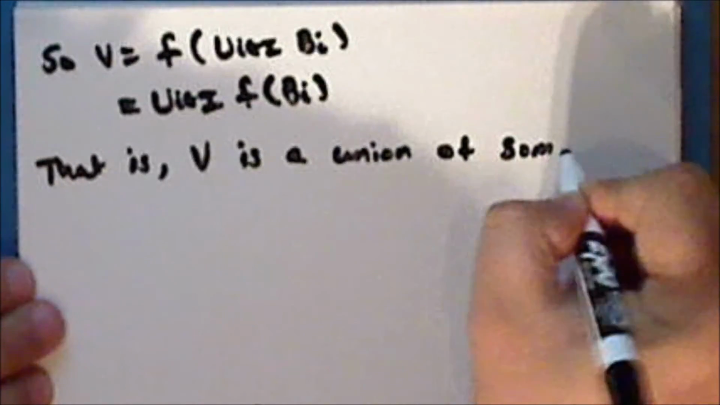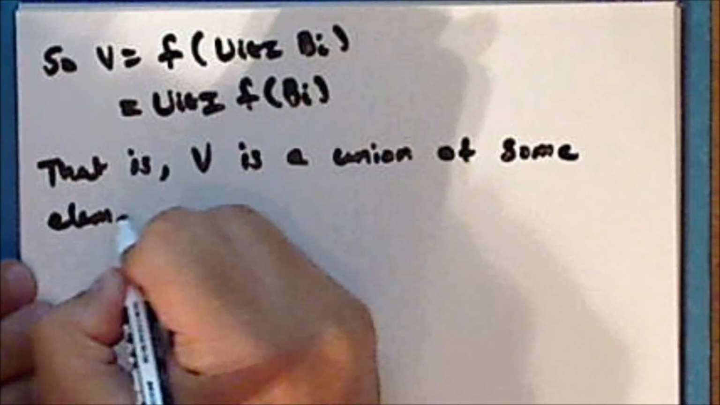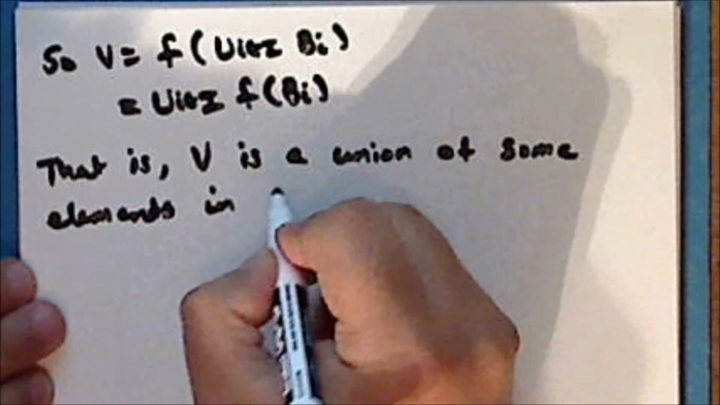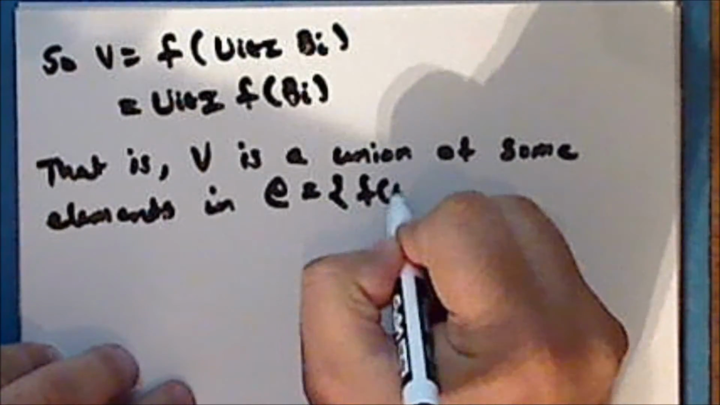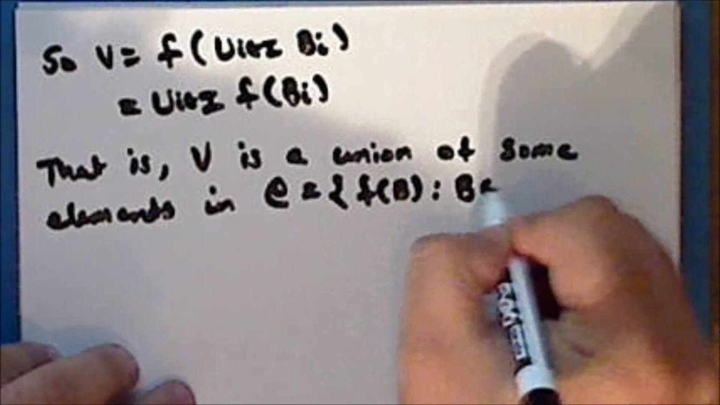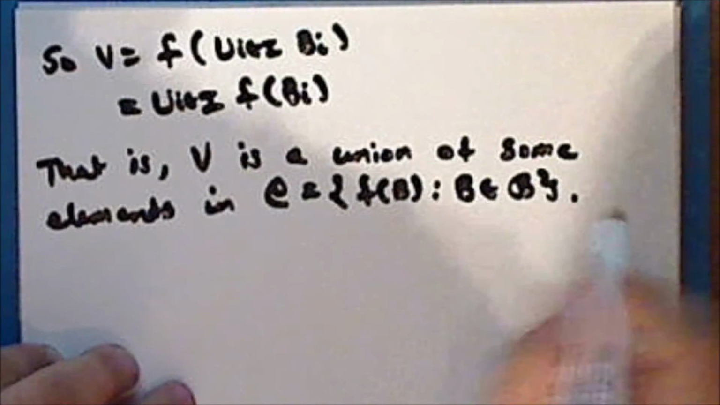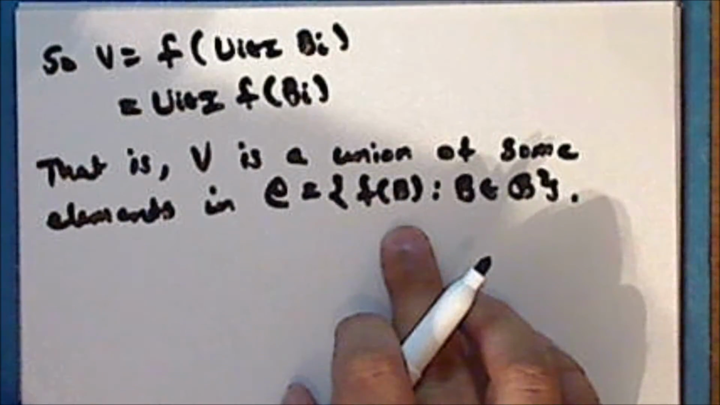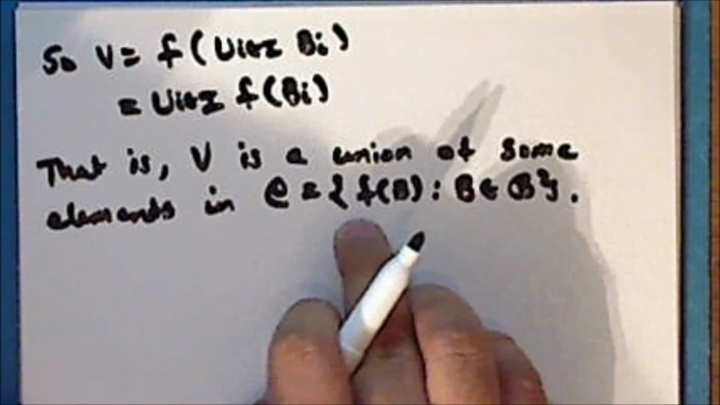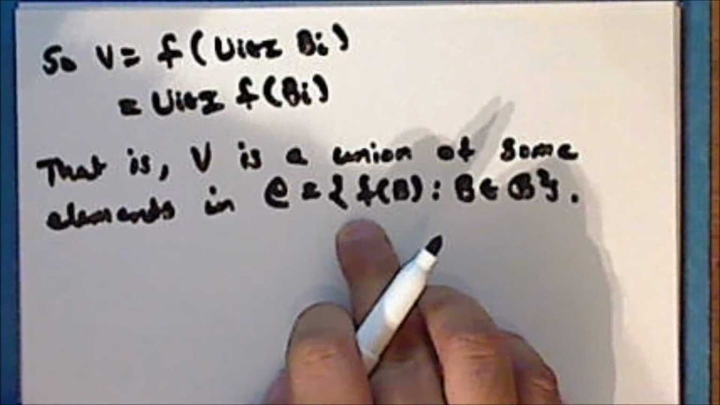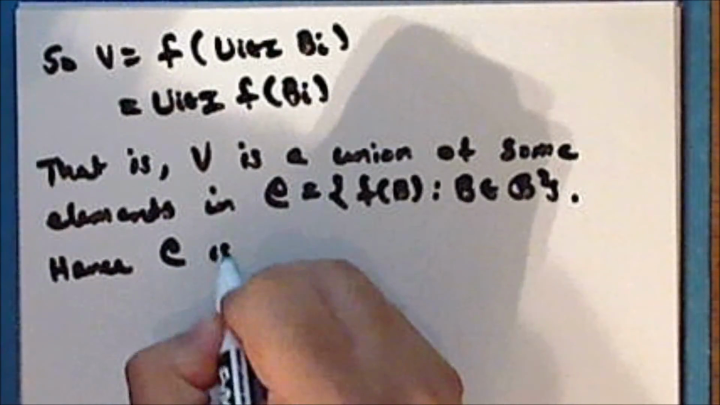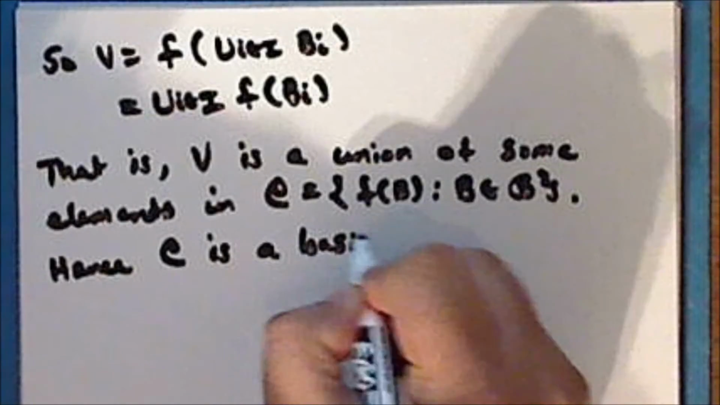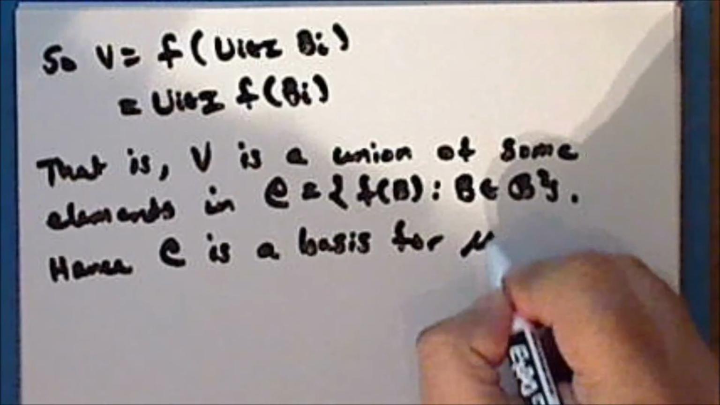that is, the set V is a union of some elements in the collection script C, which contains open sets in the space Y, since the inverse of the function f is continuous, and hence the collection script C is a basis for the topology mu.